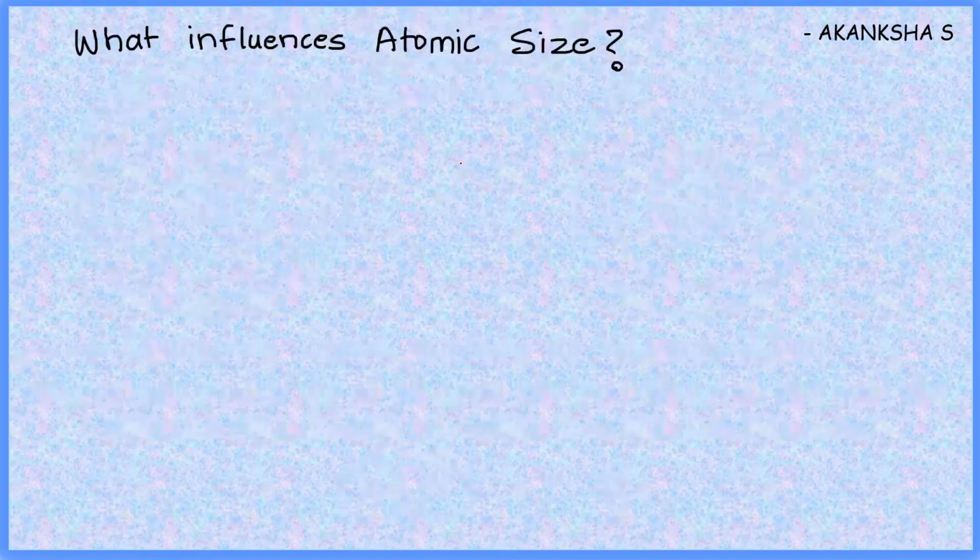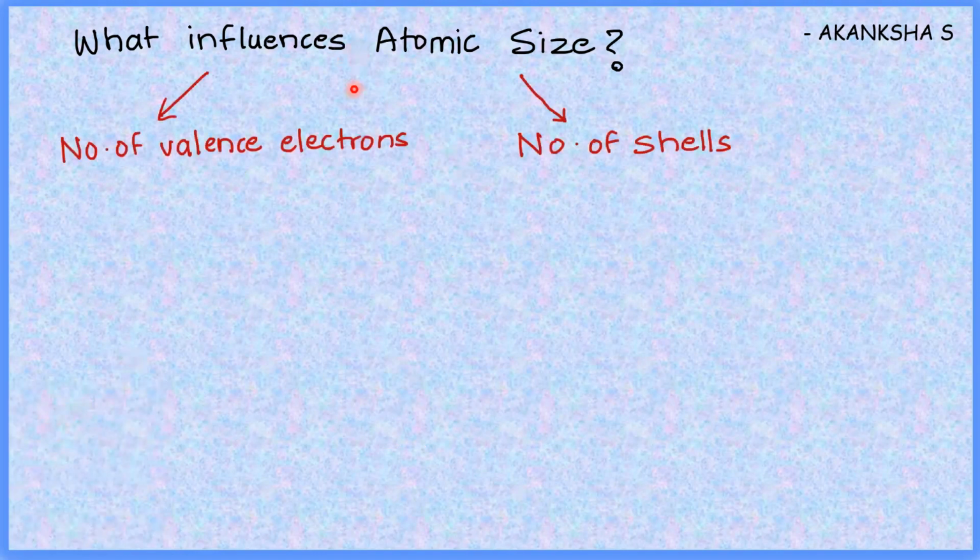So let's understand what influences atomic size. What are the factors affecting atomic size? There are two main factors which I teach every time. The first one is the number of valence electrons, meaning electrons in the last shell. And the second one is the number of shells, meaning how many orbits are there in that atom.